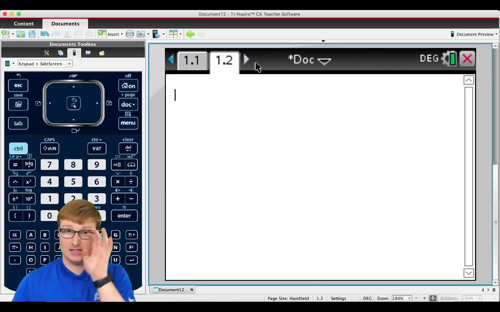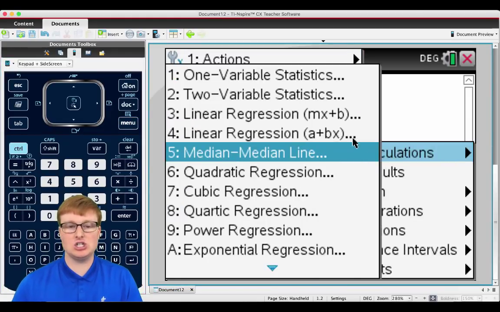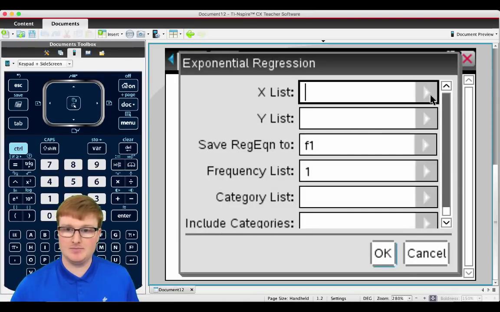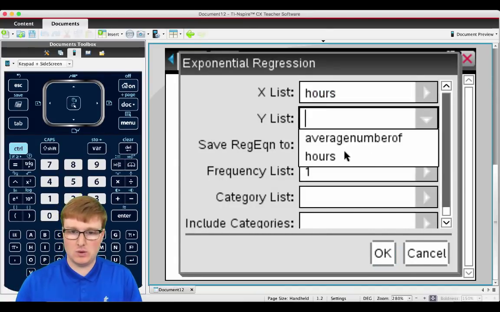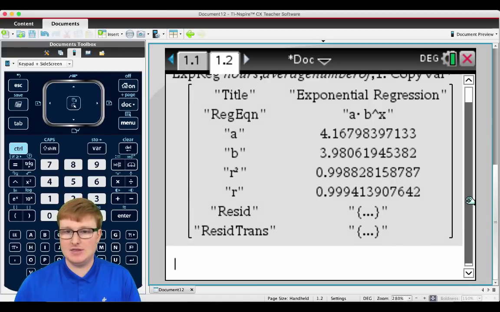I like it on a nice clean page. Go to menu, go down to statistics, go to stat calculations, go to exponential regression because that's what we're looking at here. The X list is the hours, the Y list is the average number of spores. Click OK, and this is what we have here.